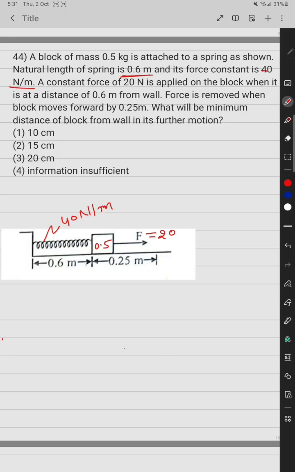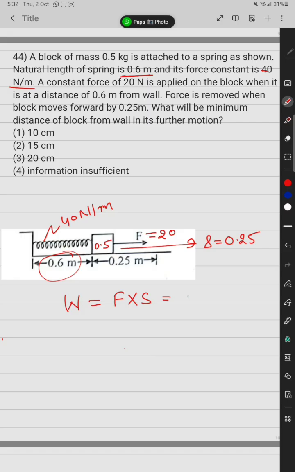Natural length 0.6. This force is applied up to 0.25. It means the displacement is equal to 0.25. So what is the work done by the applied force? Work done by applied force is force into displacement, that is 20 multiplied by 0.25, so it is 5 joule.